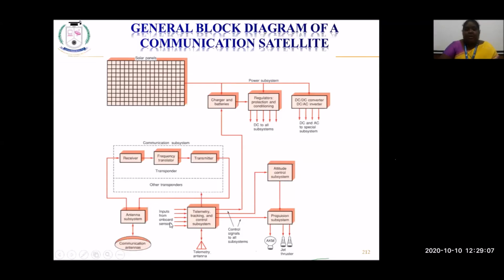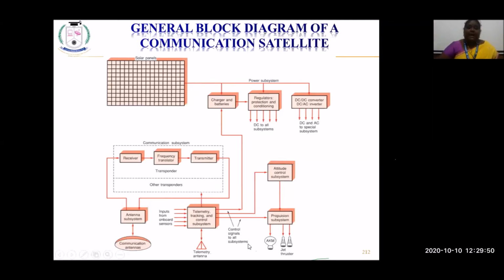The inputs from the onboard sensors will be here. The telemetry tracking and control subsystem will have many sensors. We are going to see them in detail one by one. Many sensors will keep on sensing whether the power is there or not, what the temperature of the systems is, and what the position of the systems is. Everything will be tracked with the help of the sensors and transmitted via the telemetry antenna to the ground station, so that people at the ground station will be able to monitor the satellite functioning. So that is about the telemetry tracking and control system.